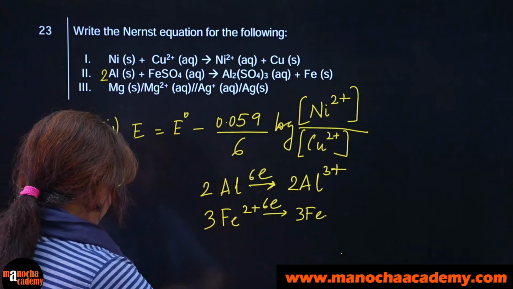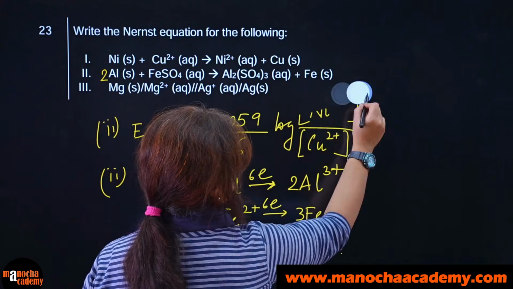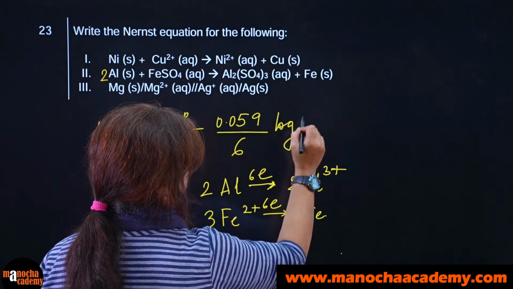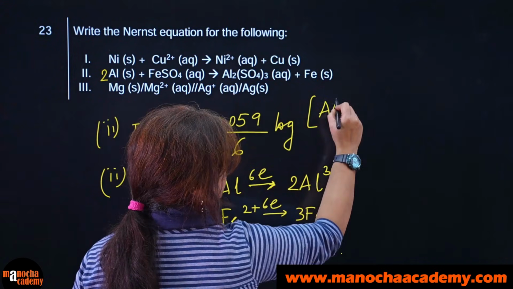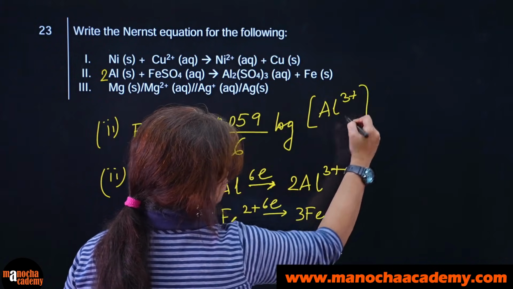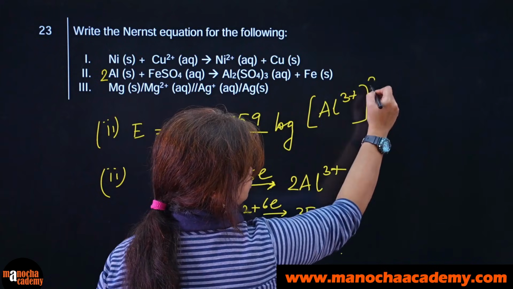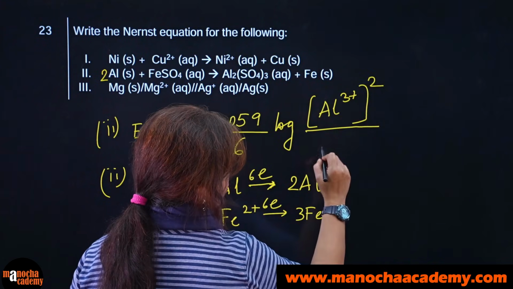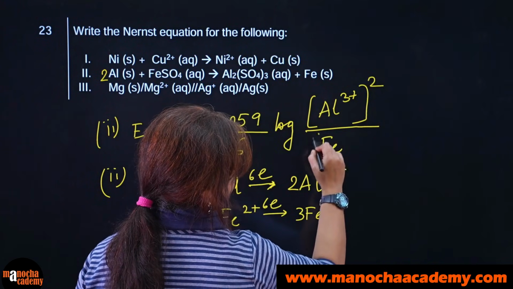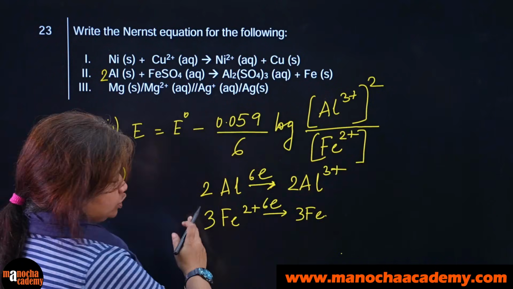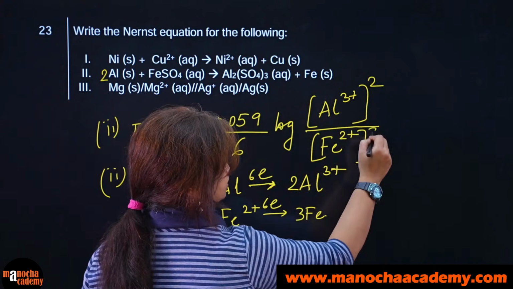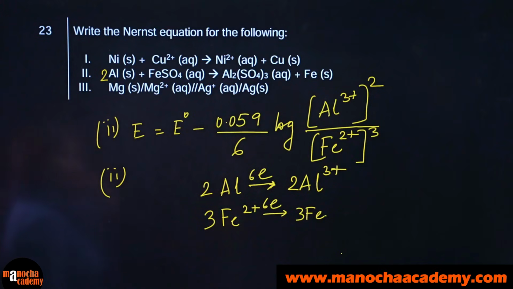So we have to incorporate that. So I'm changing this part. Log. On the right we have aluminium, so aluminium we write here 3+. Stoichiometric coefficient is 2, so that is raised to the power of that. Don't go wrong with this. The common errors that we find while checking is this. Fe2+, stoichiometric coefficient is 3, so we write here 3. That's the second Nernst equation.